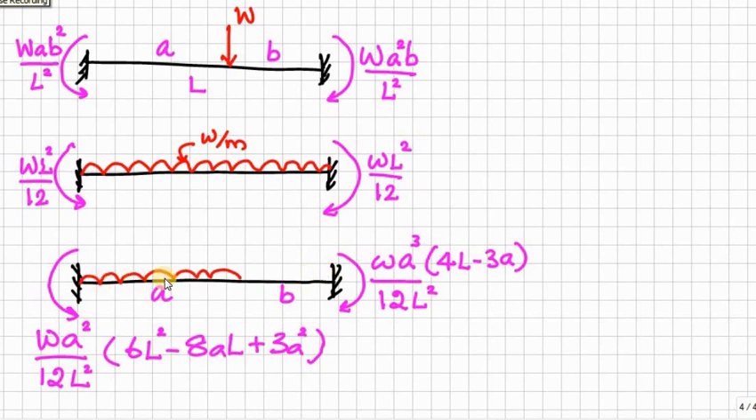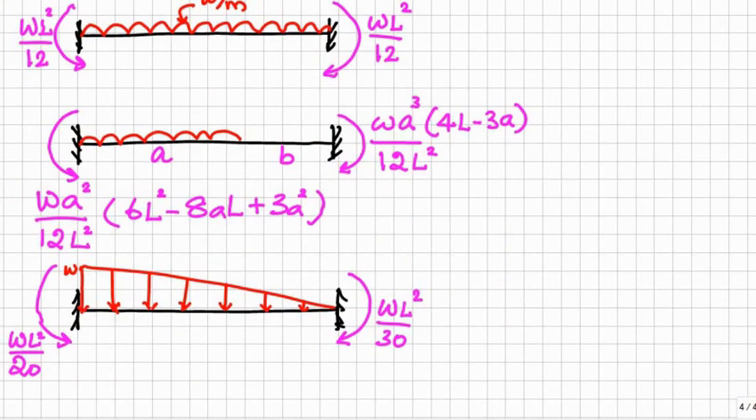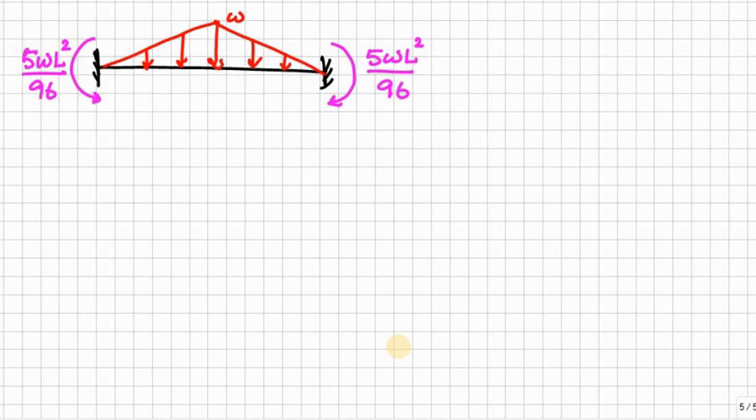Okay, suppose partly UDL, then we have this expression WA squared by 12L squared into 6L squared minus 8AL plus 3A squared. Similarly here also. Okay, then uniformly varying load. So, WL squared by 20, here WL squared by 30. This is another case of uniformly varying load.